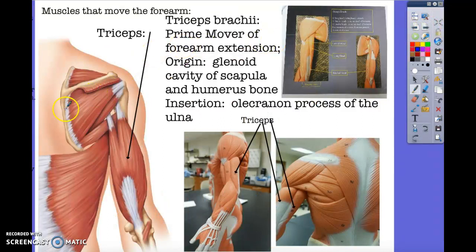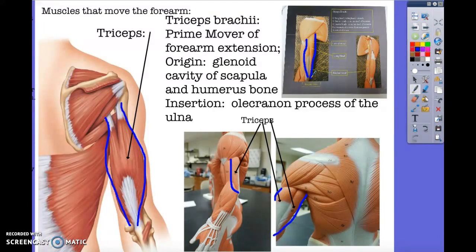Okay, the triceps. We're looking at the posterior view of our PowerPoint. Okay, here we have it, and here we have it. Remember, it's triceps. It has three heads. Don't worry about lateral, long, medial. Don't get involved with all that. You don't have to. And here we have it up here and up here. All right, what does it do? It's the prime mover of forearm extension.